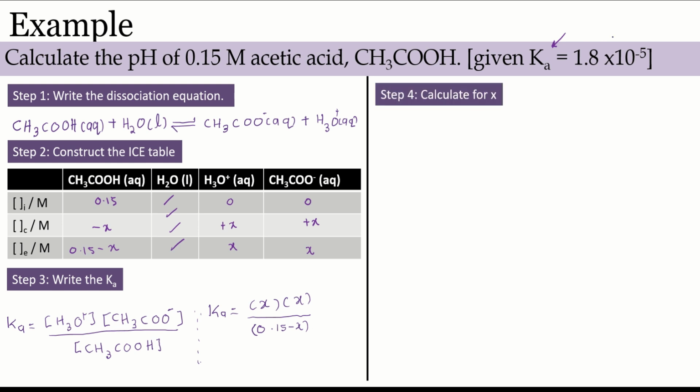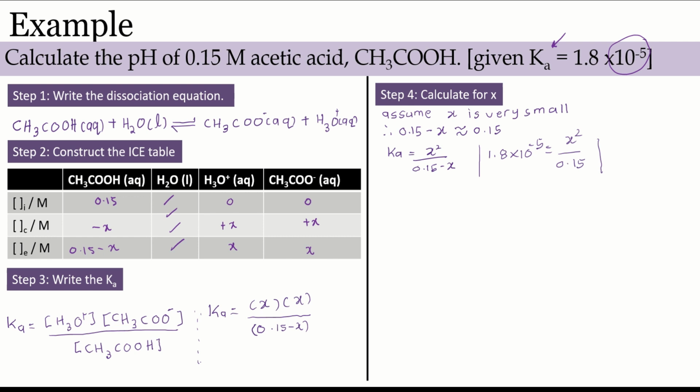From here, what we'll do next is kita akan solve for X. Okay, so since dia ni adalah 10 kuasa negatif 5, kita boleh try assume. Kita assume bahawa X is very small, therefore 0.15 minus X is approximately equal to 0.15. And bila kita substitute balik dalam expression, kita akan dapat X is equal to 1.64 exponent negative 3.